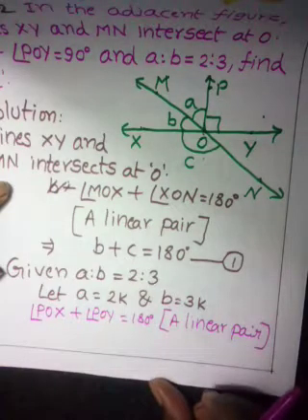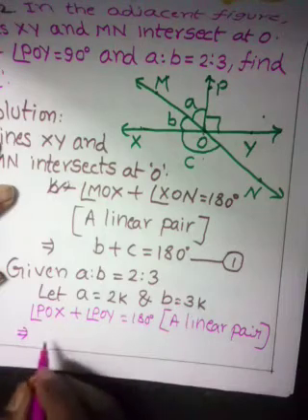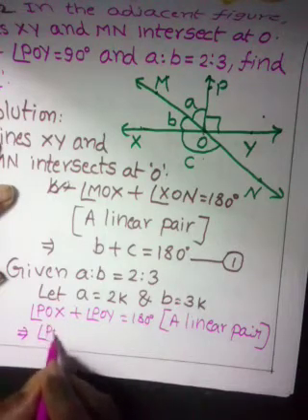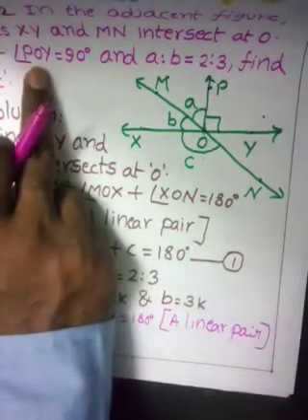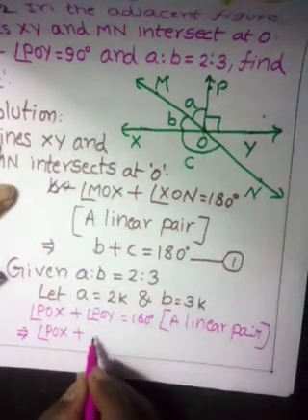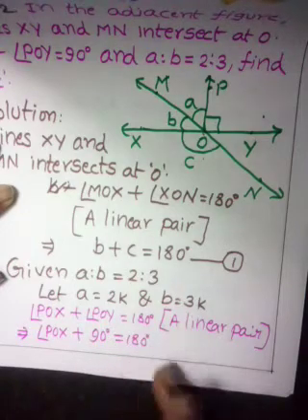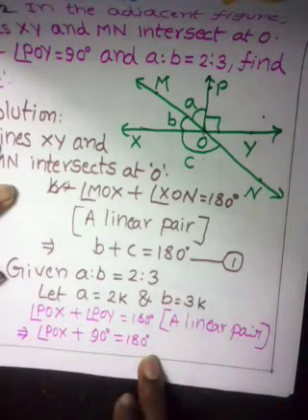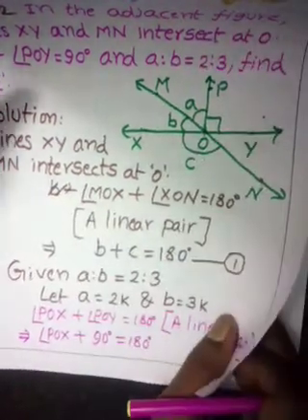A linear pair. So this implies angle POX plus, we don't know angle POX, but it is given in the question itself angle POY is equal to 90 degrees. Let us substitute that, equal to 180 degrees. Okay, my dear children, understood this step? Right. Now come to the next step.